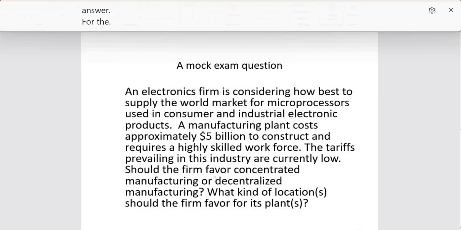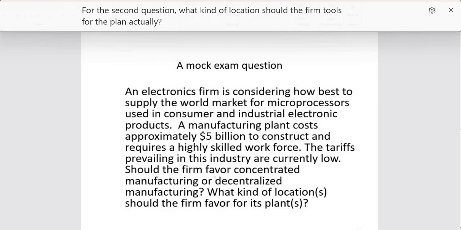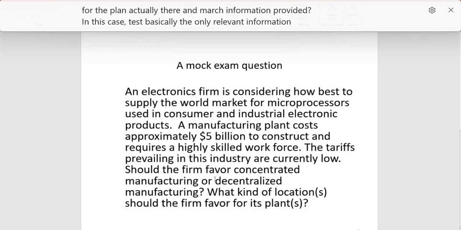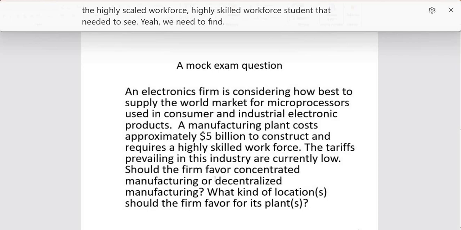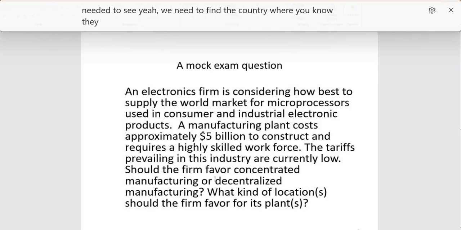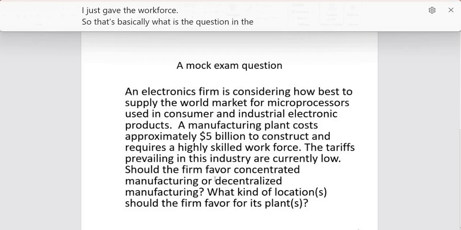For the second question, what kind of location should the firm choose for the plant? Actually, there isn't much information provided in this case text. Basically, the only relevant information is probably the highly skilled workforce. Students need to see that we need to find a country where there is an abundant, highly skilled workforce. So that's basically what the question in the final exam looks like.